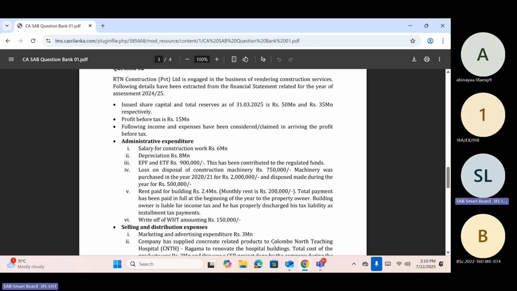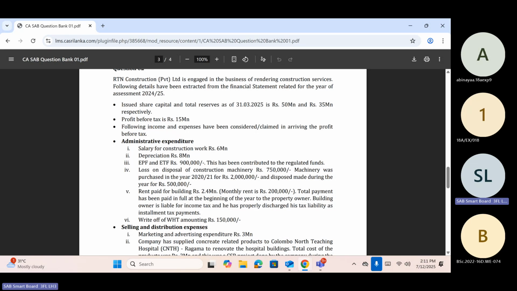The first thing is the issued share plan reserve. That is not relevant right now. We'll check how it needs to be adjusted. Income and expenditure adjusted these things. So administrative expenses, salary for construction work. Can we deduct it or not? It is required to generate our income.